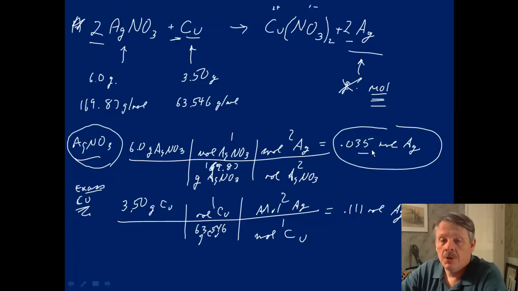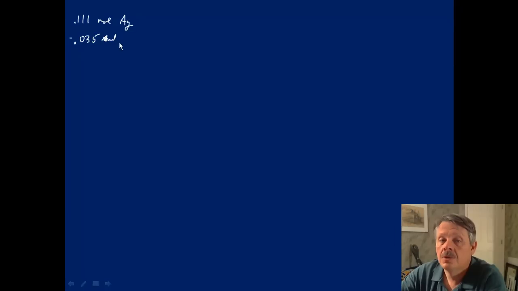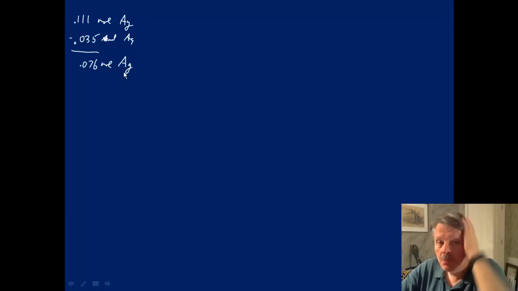So how do I do that? Well, I'm going to go to the next slide just because I need more room. And I have 0.111 moles of silver. I'm going to subtract 0.035 moles of silver. And that's going to give me 0.076 moles of silver. Okay, that was not produced.